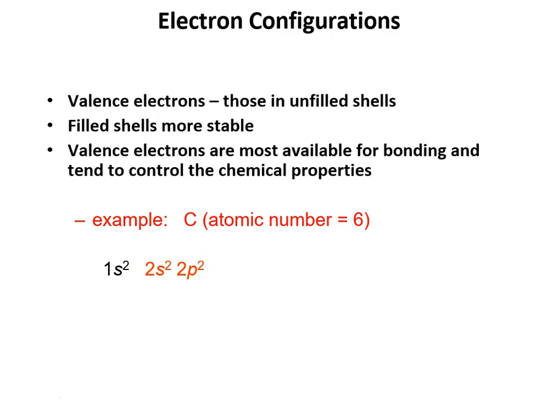So here's another example of filled versus unfilled. You've got carbon, atomic number 6, 1s2, 2s2, 2p2. And you can see in the red there, those are the valence electrons. Now, we have to talk about the full principal quantum number not being filled. Obviously, the s orbital of the second shell is filled, but the p orbitals are not.